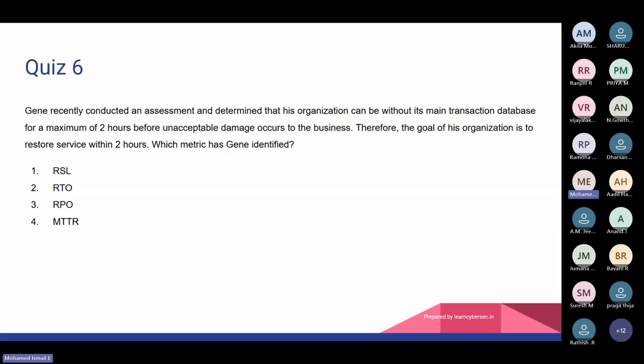So when it comes to backup, right? So recovery time objective is applicable. So the answer is 2, which I could see in the chat as well. So I hope you guys understand the concept. This is how it will be in the real exam as well. In the real exam, they put in a scenario and ask you to figure it out.